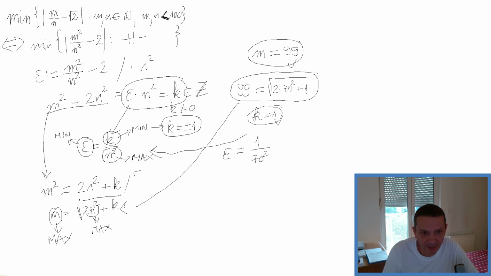So 99/70 is the required solution. This one is the closest, approximately the square root of 2, actually the best approximation with numerator and denominator less than 100.